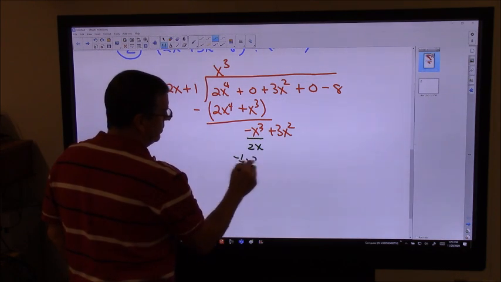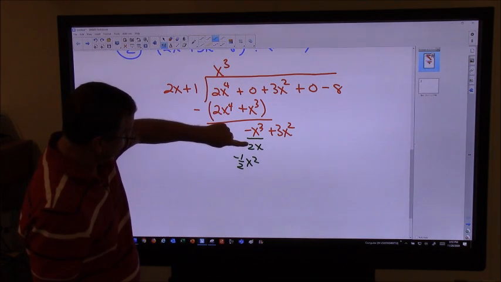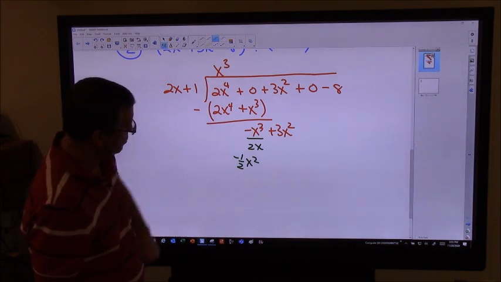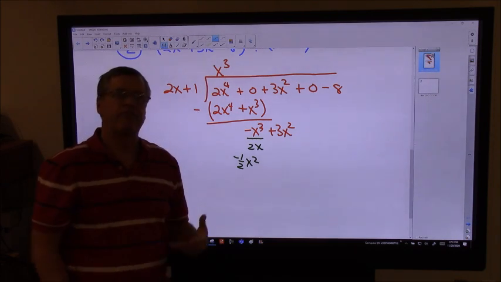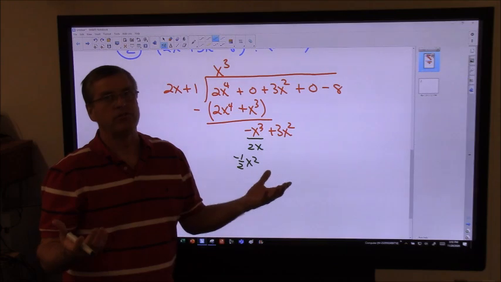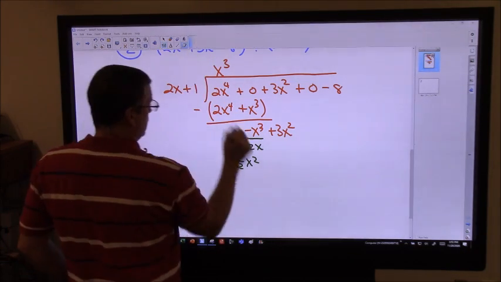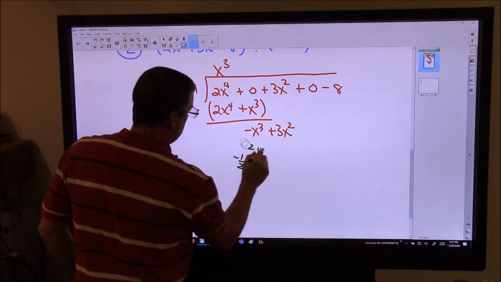1/2 x squared. Negative 1/2. So negative 1 over 2, and then this divided by this is x squared. So all of a sudden we got fractions showing up. They're numbers, right? We've got to be able to work with it. All right, so let me take this out of here.